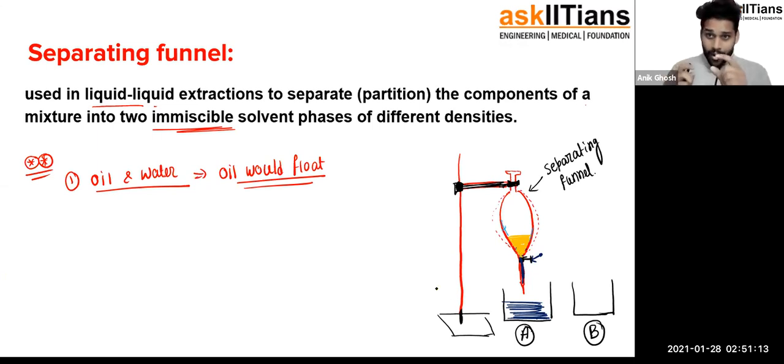When the layer of oil is just about to come through that funnel, I'm just going to stop the stopcock now. Now I would take beaker B and put the entire oil into beaker B. So in this way, I would be able to separate out the mixture of A and B. Isn't it cool? This is a very simple method, isn't it?